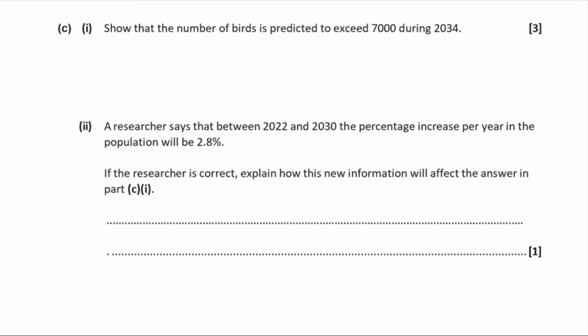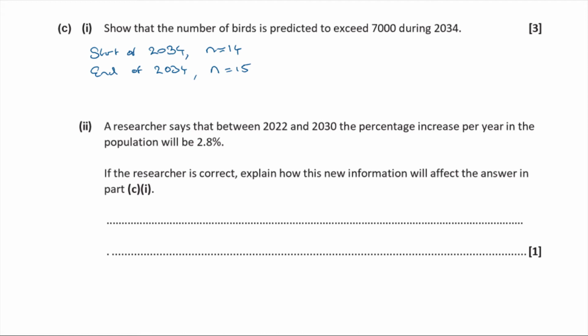Part C, part 1 says show that the number of birds is predicted to exceed 7,000 during 2034. Okay, so at the start of 2034, we've got n is equal to 14, haven't we? Okay, so that's 14 years after the start of 2020. So the end of 2034 is going to be the start of 2035. So n is going to be 15. Okay, so presumably I'm going to work this out, and it's going to be lower than 7,000 when it's 14, and slightly bigger when it's 15. Let's just find out if that's the case.